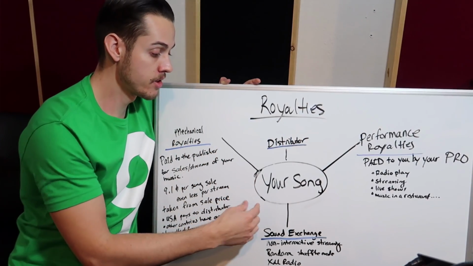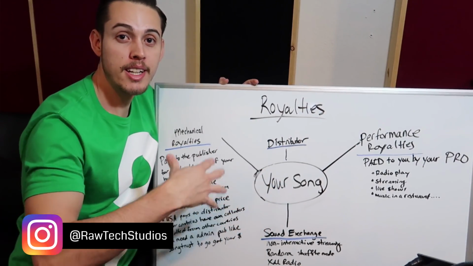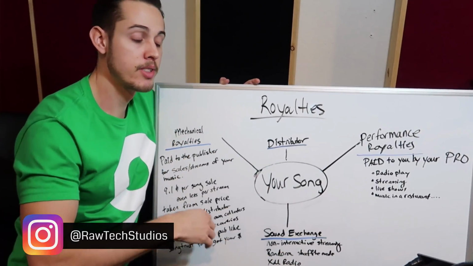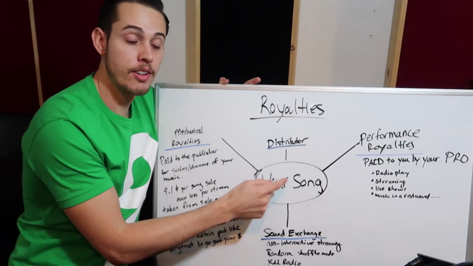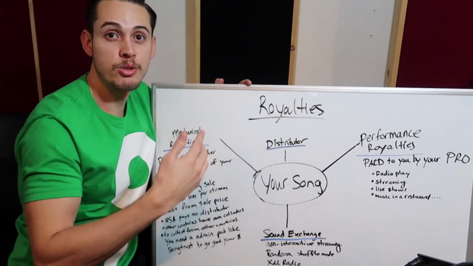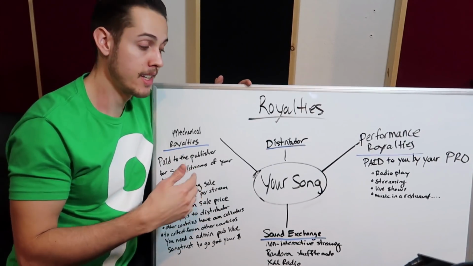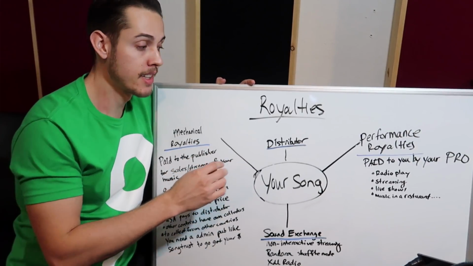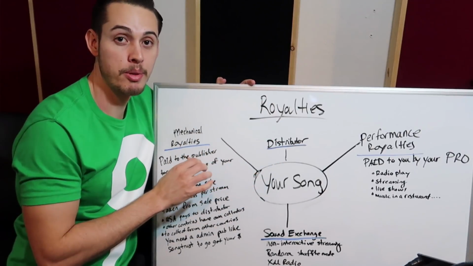Alright, so let's jump right into it. Here's your song, and you want to get it out there to iTunes, Spotify, Apple Music, and so on. So what you're going to do is first go through a distributor. Now, the distributor that I personally use and recommend is Distrokid. Distrokid is a very, very inexpensive way to get your music out onto all of those different platforms.